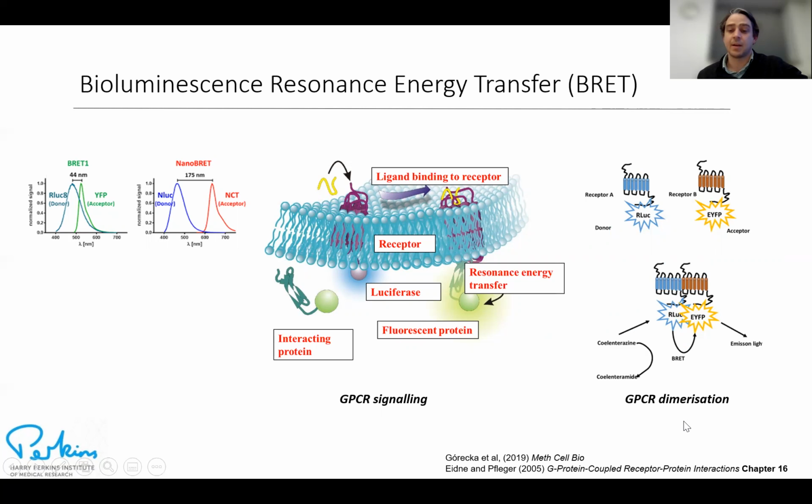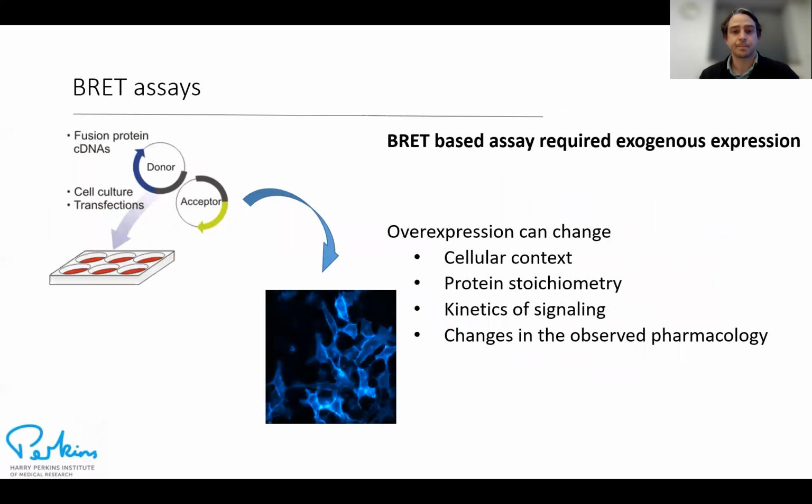If you're looking at GPCR dimerization, for example, you have one GPCR with a luciferase on it and the other with a fluorescent acceptor on it, and you have these both expressed in the same cell. If these two receptors interact or form a dimer, you get close proximity between the donor luciferase and fluorescent acceptor. You get BRET between the two, which you interpret as the formation of a dimer.